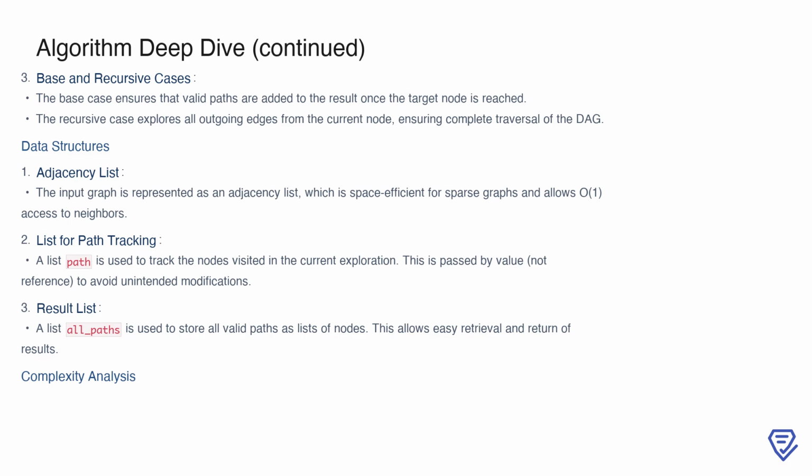First, the adjacency list represents the graph efficiently, making it ideal for sparse graphs and enabling constant time access to neighbors. Second, a list is used to track the current path during exploration. By passing this list by value, we avoid unwanted modifications during recursion. Lastly, a results list, all_paths, stores all valid paths as lists of nodes, making it easy to retrieve and return the final output. Together, these structures provide a foundation for a robust and efficient implementation.